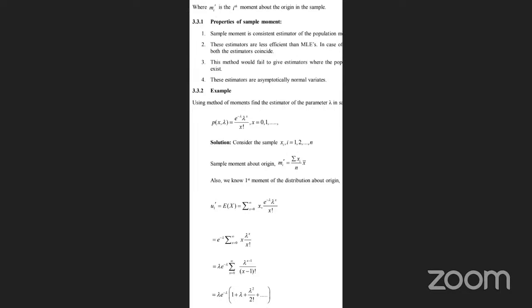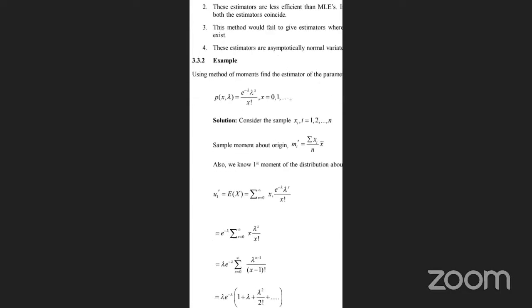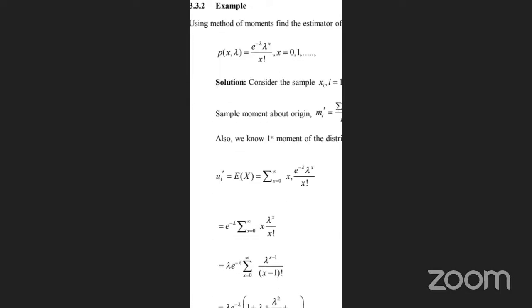Also we know the first moment of the distribution about the origin, mu1 dash, is equal to E of x, summation x equal to 0 to infinity, x e power minus lambda lambda power x by x factorial. So e minus lambda is the constant, so we take the constant in front. In the numerator, what is left is lambda power x by x factorial. We bring lambda out as a constant as well, so lambda into e power minus lambda.